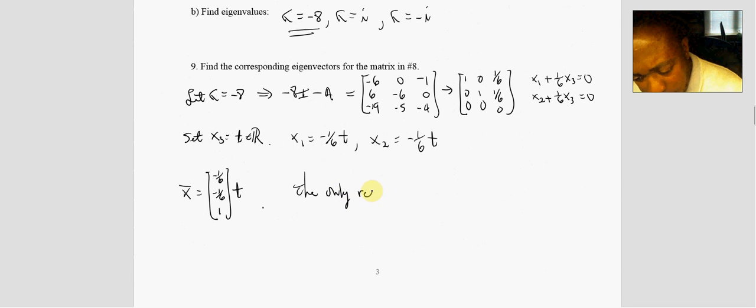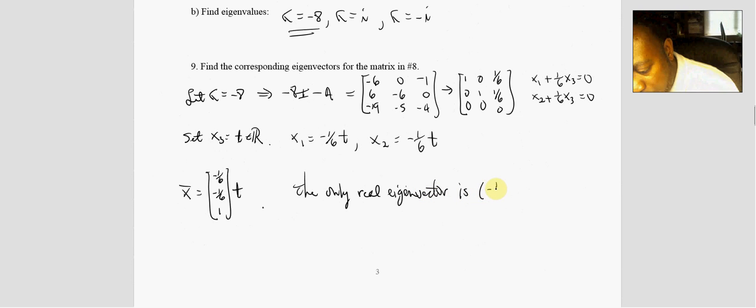So the only real eigenvector is this guy, negative 1/6, negative 1/6, and 1.